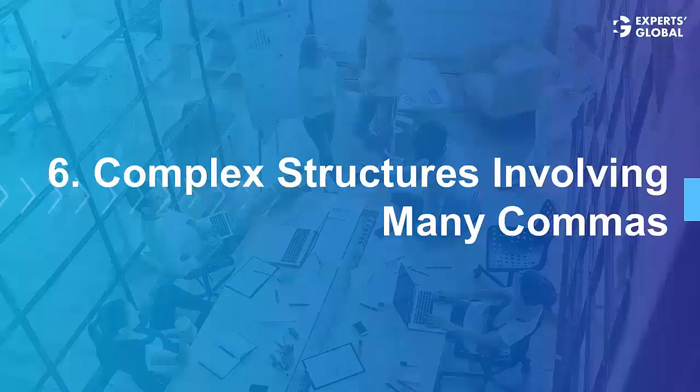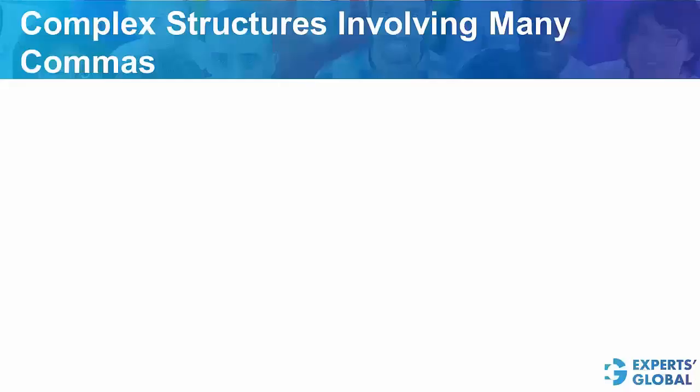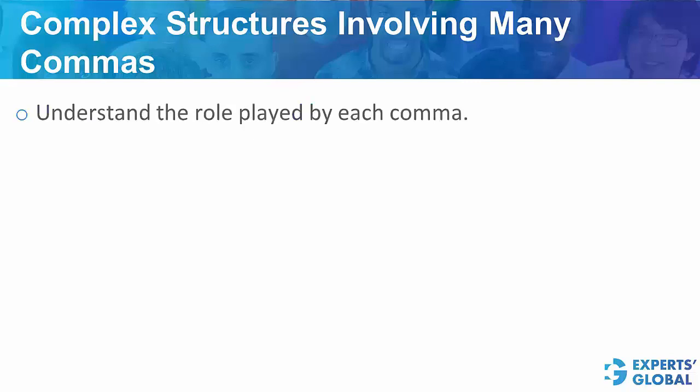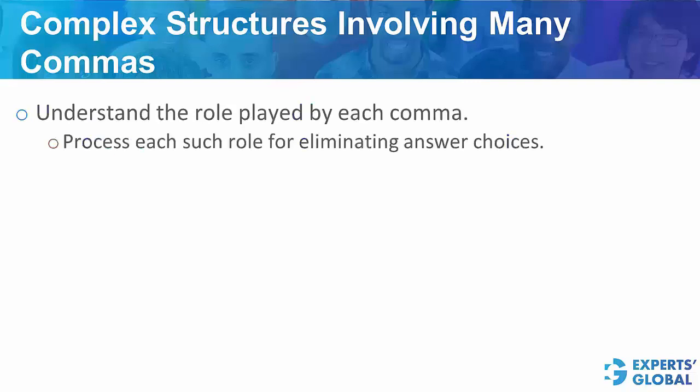The last and most important grammatical construction error that we see on the GMAT is errors around complex structures involving multiple commas. I cannot emphasize enough how important this is. Earlier in this video, we discussed punctuations in great detail. So when you see a sentence involving multiple commas, understand the role played by each comma and process each such role for eliminating answer choices.